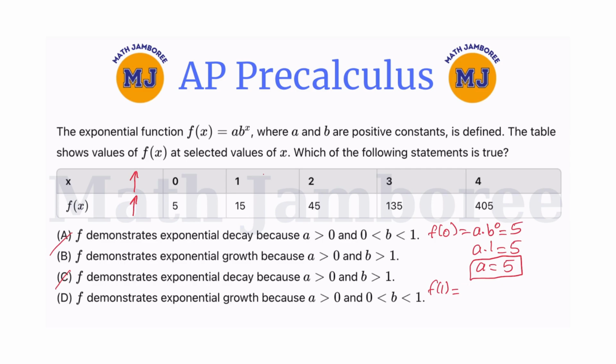To do that, we will use this data now. f of 1, so 5 times b to the power of 1 is equal to 15. So this means 5b equals 15. If you divide both sides by 5, you will get 3 for b. So b is 3, which is greater than 1. So therefore, the answer will be choice B for this specific question.